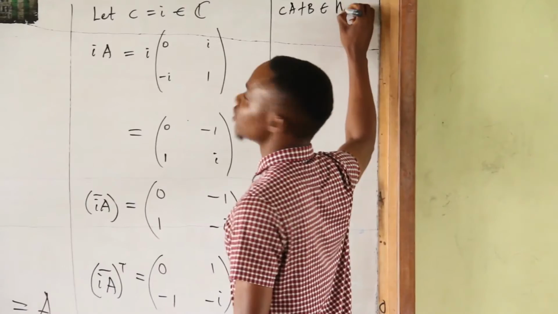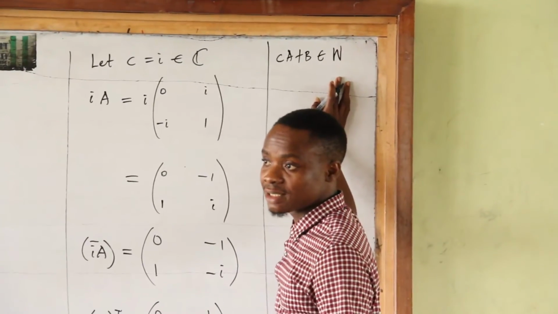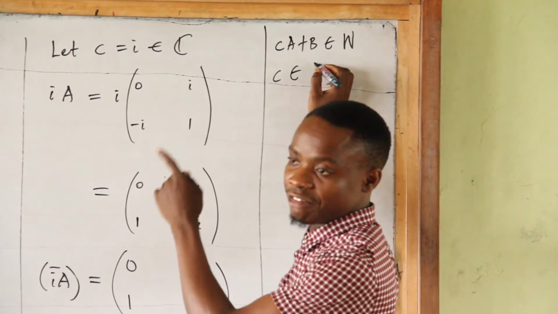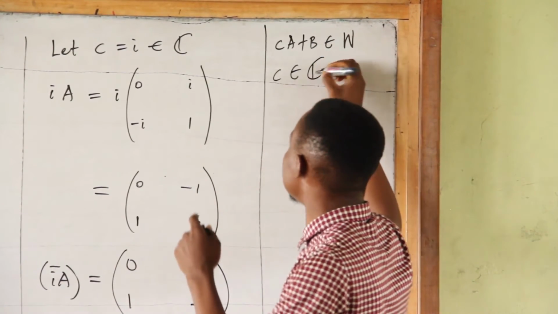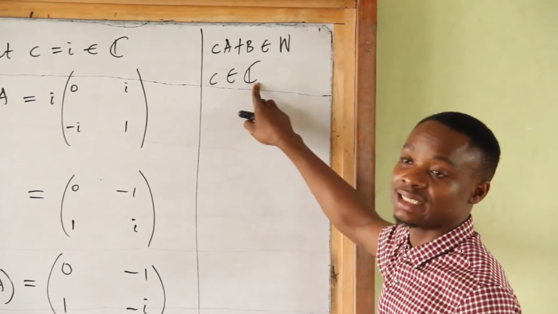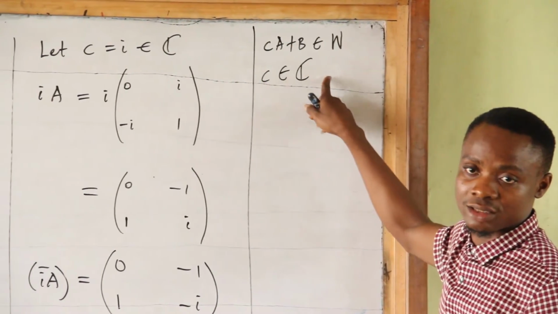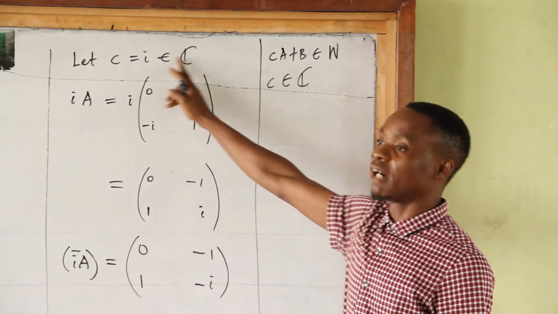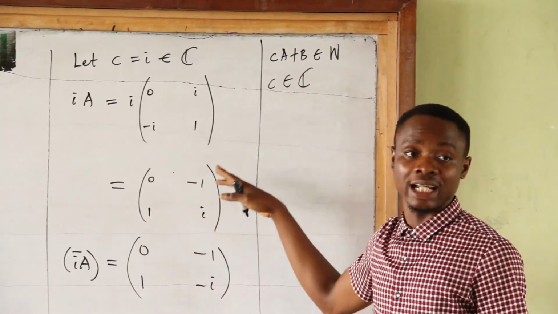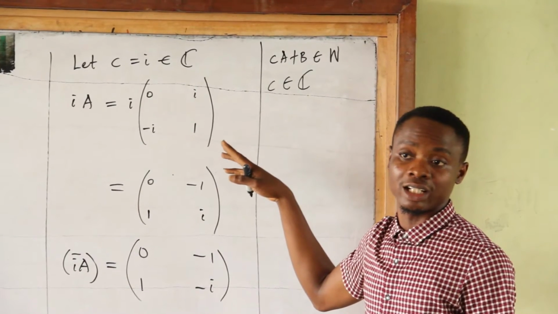Must be an element of W. Does it make sense? Where c is an element of our scalar field. So our scalar field in this case is the complex set. That means I can pick any element in the complex set and use it to verify if this condition will hold. Is it clear? Did you get what I just said?